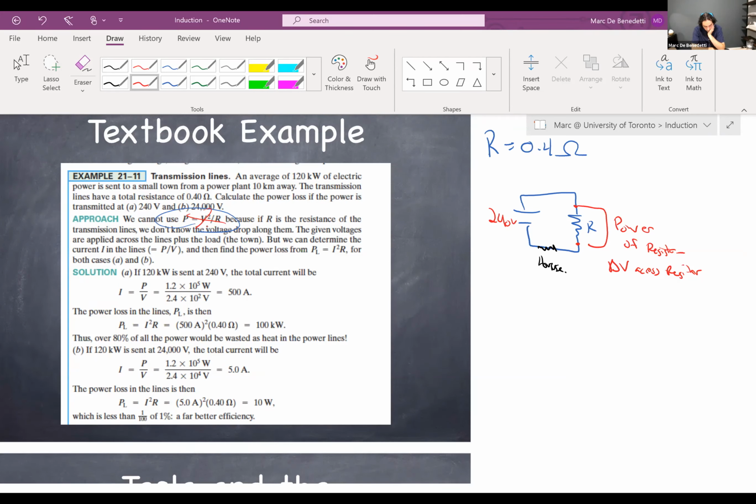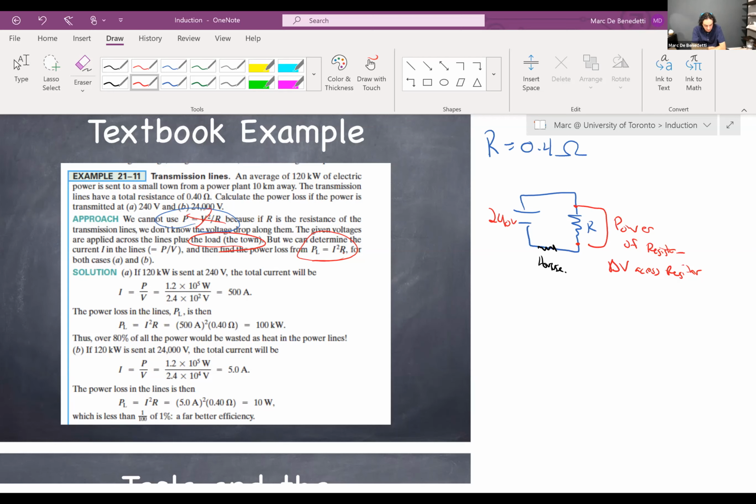The given voltages are applied across the lines plus the load, being the town or the house. However, the town or the house is in series with the power line, obviously. So what we do know is that the current in the power lines will be the same as the current that's delivered to the town. That is something we can dependably know, and something we could just measure, but it's constant everywhere in the circuit. So we can say the power loss in the wire is going to be a rearrangement of P equals V squared over R. It's going to be P equals I squared R.